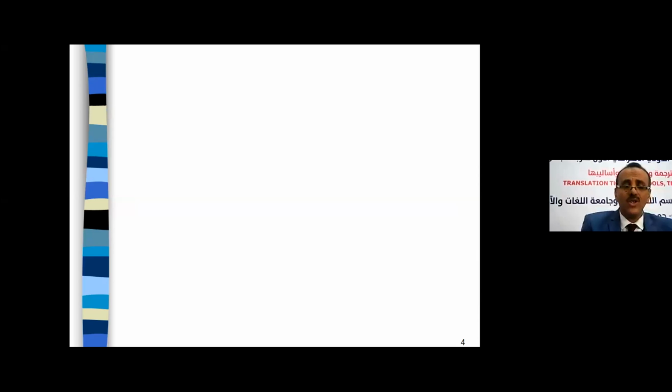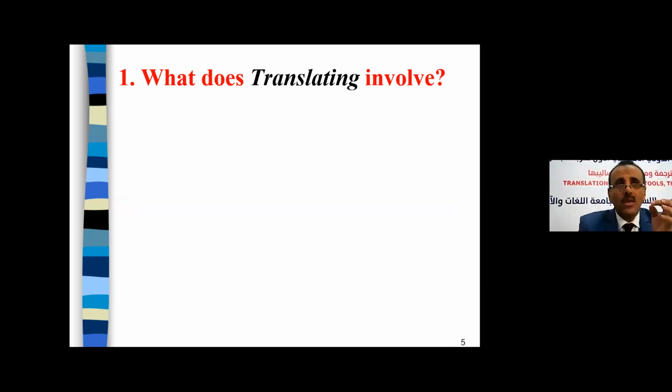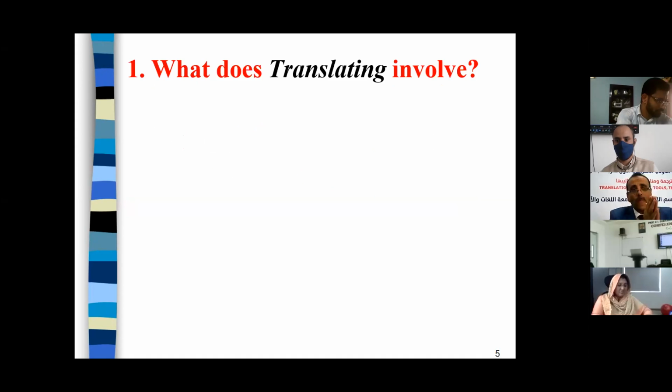The terms are translation or translating, teaching, and learning. These are very basic terms, basic to translation teaching. So the first question is, what does translating involve? Translating here, I'm using the gerund form to refer to the classroom process and to the process that really takes place during the production of a text from a source language into a target language.